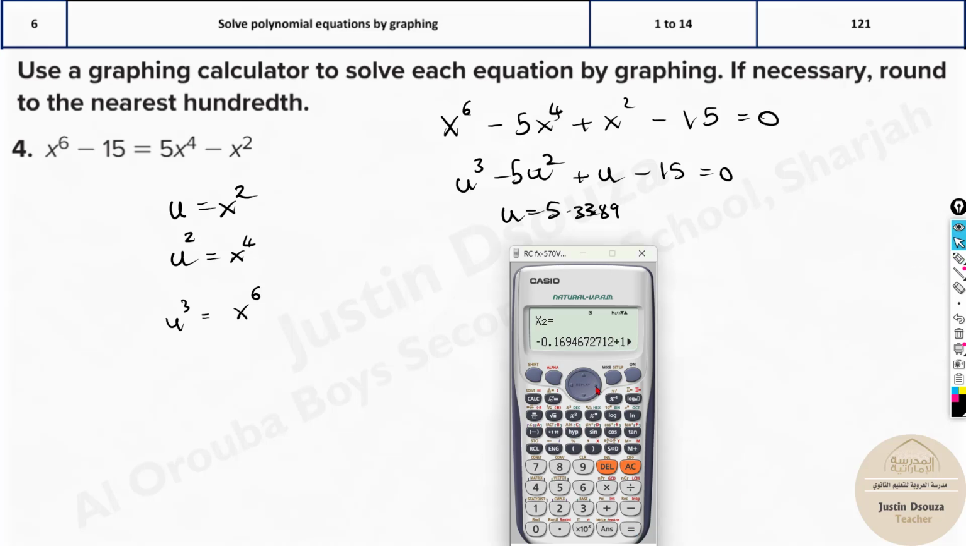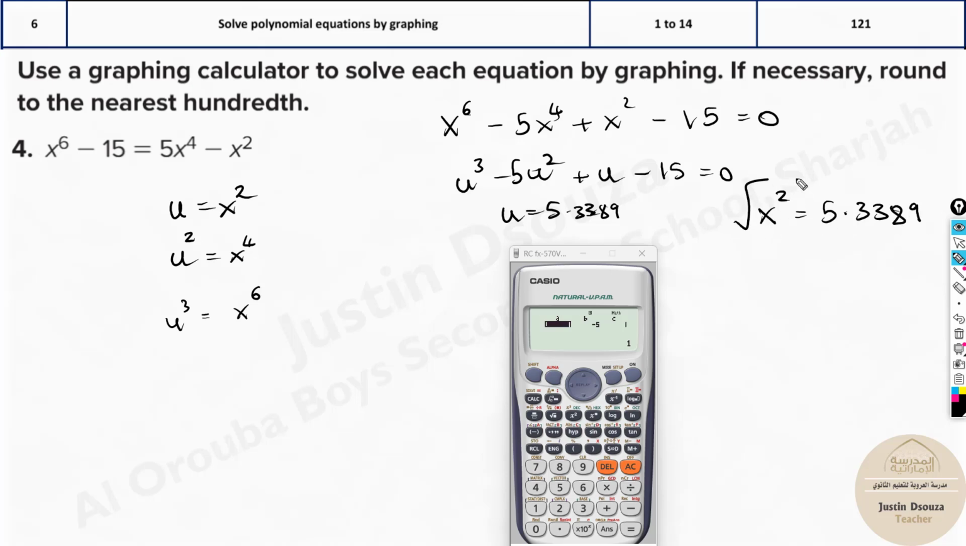And what are the other answers? There are two more. Look, they are imaginary numbers. When I look at them, I understand because this plus, it's imaginary. Imaginary roots are conjugates. They come in pairs, you know. So that's also imaginary. So only one answer is there. But you must remember this is not x. This is u. What was u considered to be? x squared. So x squared is 5.3389.